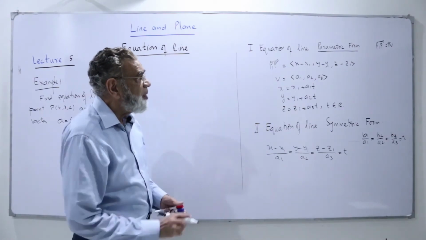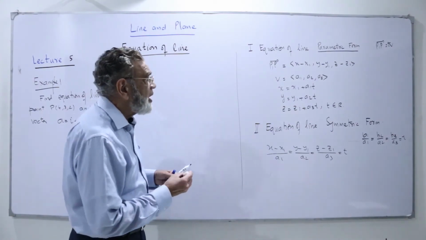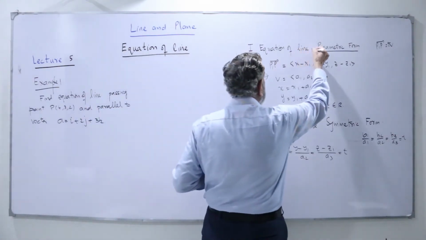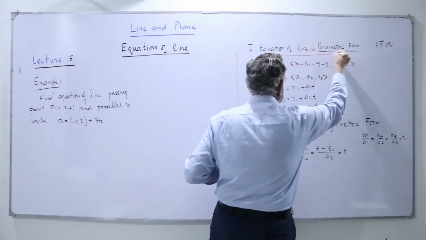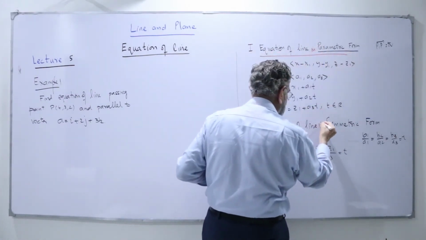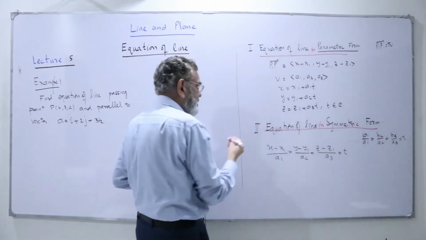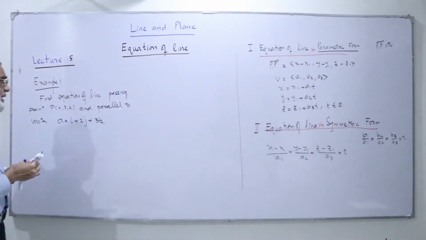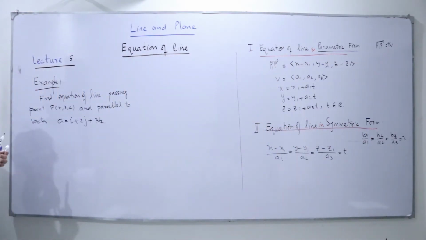So here are two forms of the equations. One is the equation of the line in, we say, parametric form. So we can write like this one, and here the equation of the line in symmetric form. This equation of line is like this one. So here we want to find the equation of the line passing through this point and parallel to this vector. Solution of this one, we write here the parametric form first.